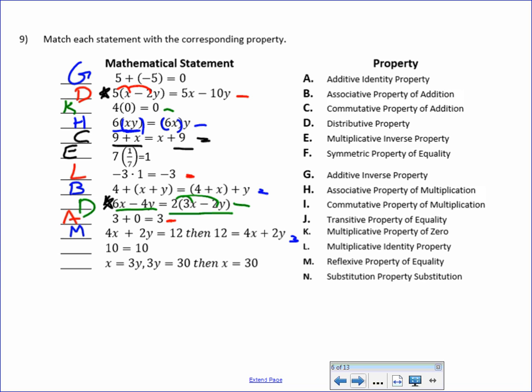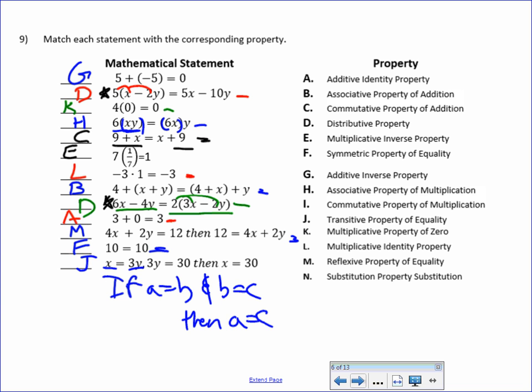It's important to remember that the equal sign flows in both directions. The symmetric property is anything equals itself. And then the last one here is the transitive property. If A equals B and B equals C, then A equals C, which is what we see here. X equals 3y, 3y equals 30, so X equals 30.